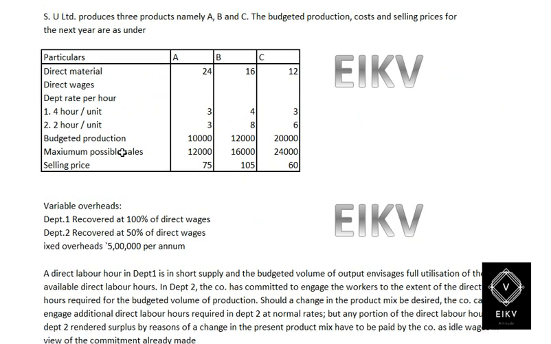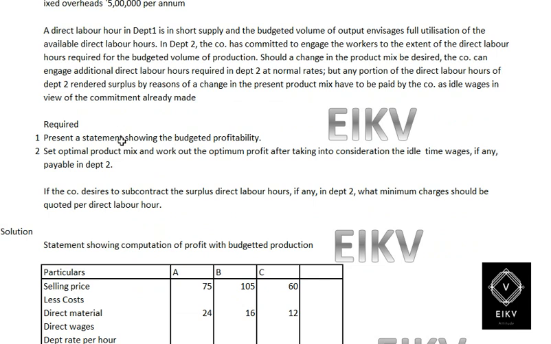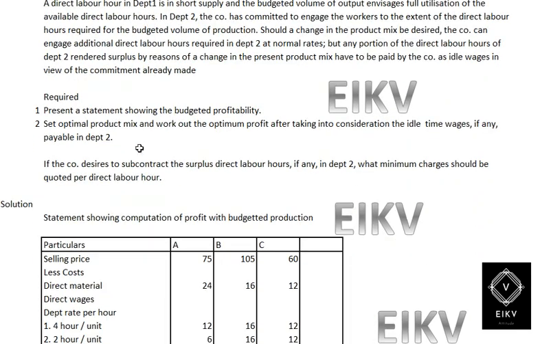So guys, here are some of the details of SU Limited, and they are manufacturing three products. So they have required us to compute the production mix. Before going for the requirement, I would really like to illustrate this problem. Over here department 1 is the limited factor, so we need to compute the contribution per hour using department 1, because department 1 is the limiting factor of this illustration. The requirement is to present a statement showing the budgeted profitability, set optimum production mix and work out the optimum profit after taking into consideration idle time wages, if any, payable in department 2.